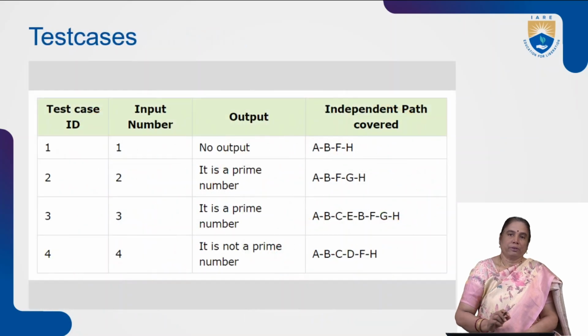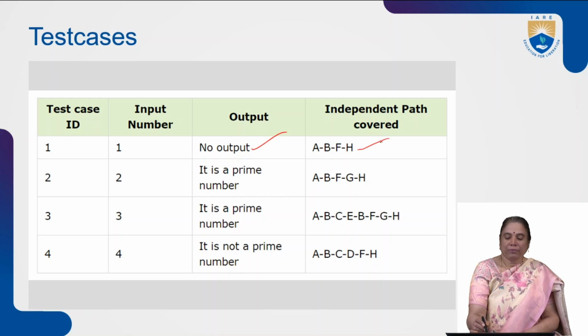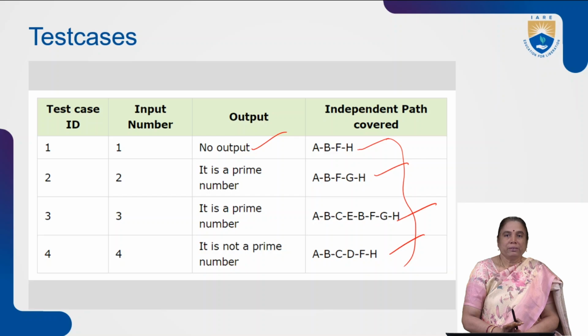What are those test cases? The first one has no output, traversing the independent path A, B, F, H. The second independent path is when it is a prime number, so it traverses the control flow graph with A, B, F, G, H. Next, the third test case is a prime number by traversing A, B, C, E, B, F, G, H. And the fourth one is when it is not a prime number: A, B, C, D, F, H. So the 4 independent paths give the maximum upper limit to design the test cases, which ensures complete coverage of the program structure.